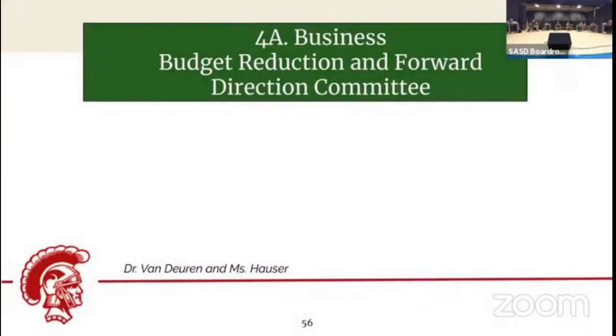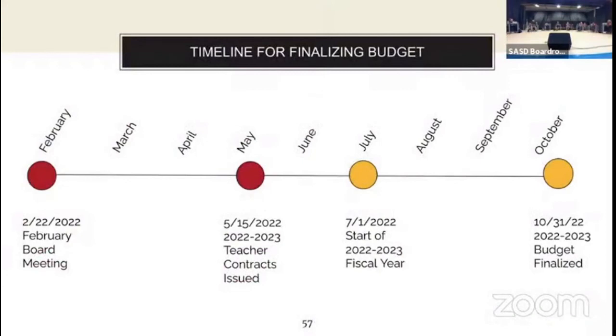Business, item A, discussion and possible action to approve a temporary board committee for budget reductions and forward direction. I'll go ahead and take this one. All right.